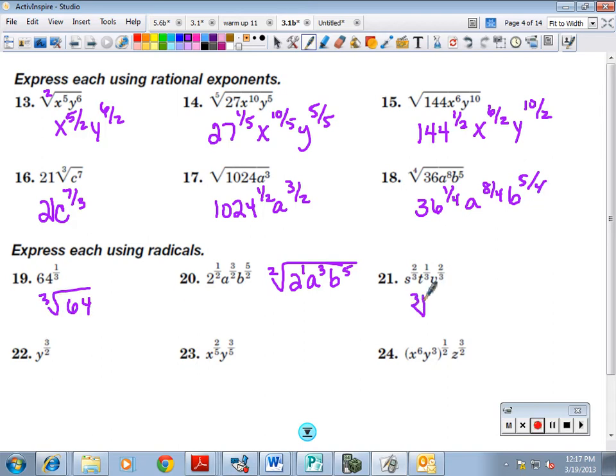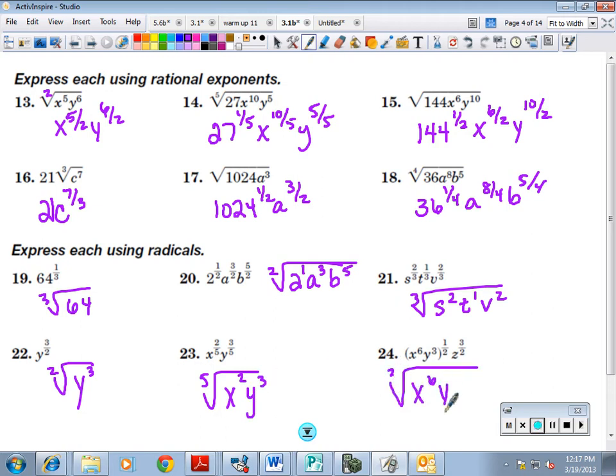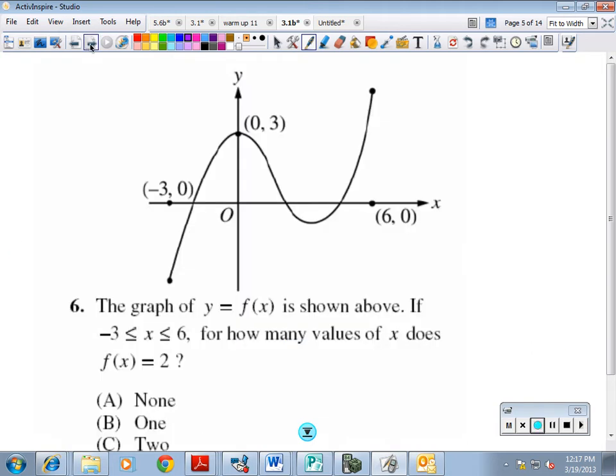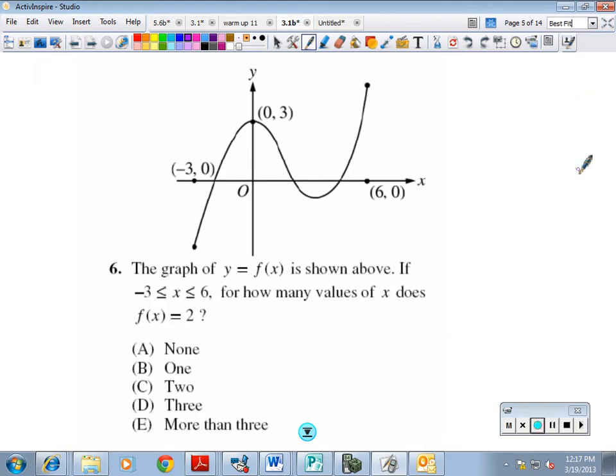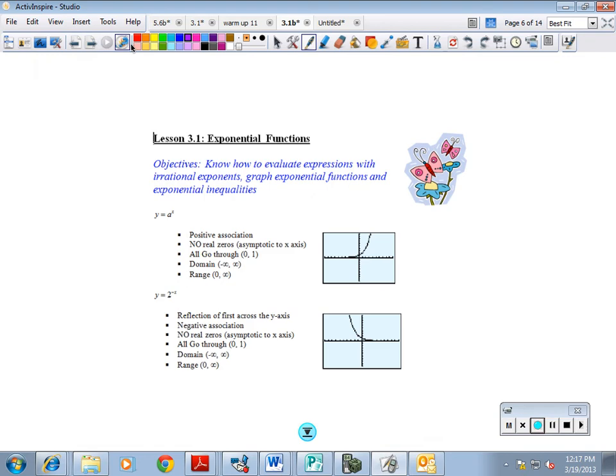The 3rd root of s squared t, b squared, the square root of y cubed, 5th root of x squared y cubed, square root of x to the 6 y cubed z cubed. Alright, there's our SAT question. Just leave that up there for a second. Well, let me make it where you can see the whole thing. Yep, moving on. I'll put this in a different video so it doesn't get too large.